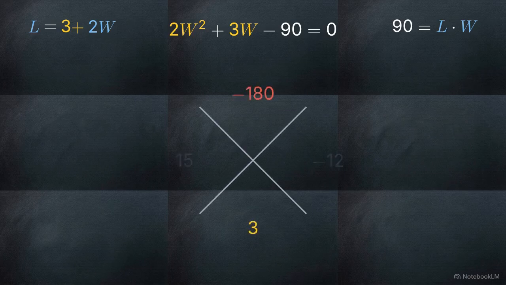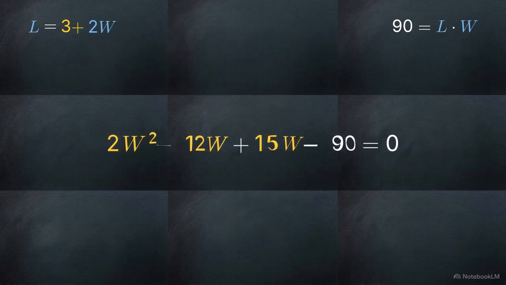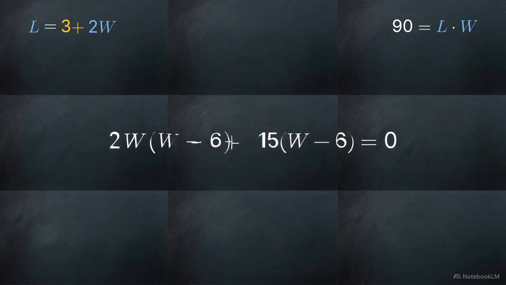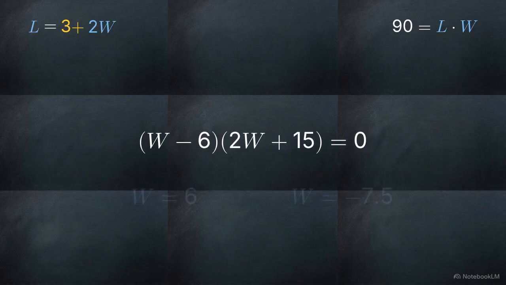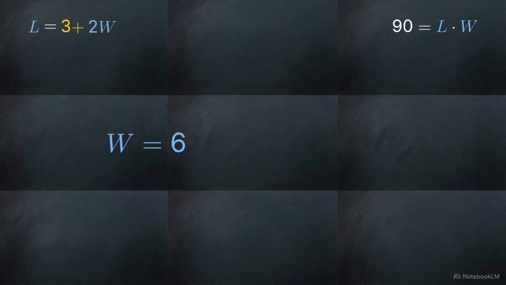To solve this quadratic equation, we move the 90 to the other side to get 2W squared plus 3W minus 90 equals 0. To factor this, we need numbers that multiply to negative 180 and add to 3. Those numbers are 15 and negative 12. By splitting the middle term and factoring by grouping, we find two possible values for W, 6 and negative 7.5. Since a shape cannot have a negative width, W must be 6 centimeters.